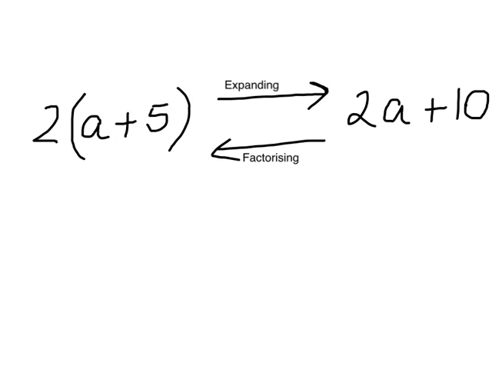We started with 2 outside of a plus 5, and we expanded that because we multiplied out each part in the brackets, and it became 2a plus 10. Now factorising is doing the opposite, so we're going backwards, and that's why we have a product of the factors. So we can actually work through the example 2a plus 10 on the next page.